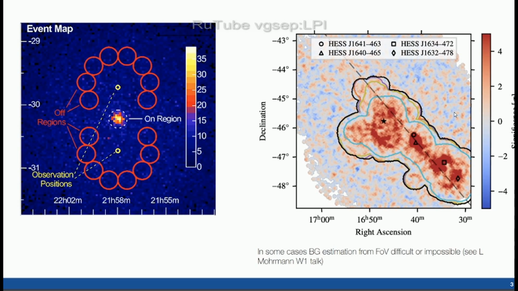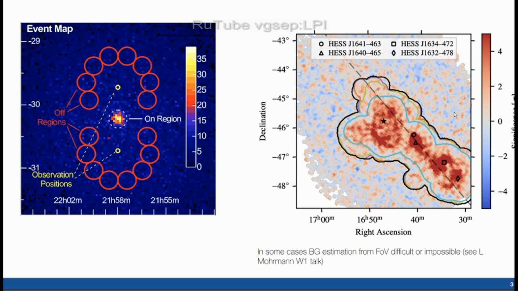So we don't need to worry so much about exactly how our background behaves, or being able to simulate our background very accurately. But if you were there for Lars Moorman's talk the other day on Westerlund 1, he showed this field of view over here of the Westerlund 1 region. And once your field of view starts to look a little bit like this, it gets more and more difficult to estimate the level of background in your data.